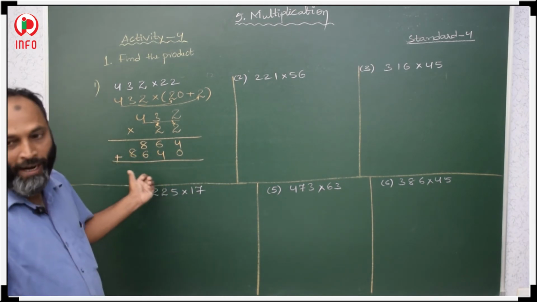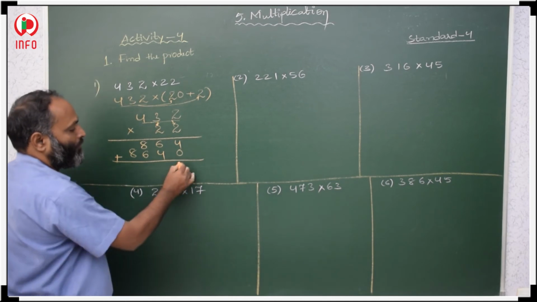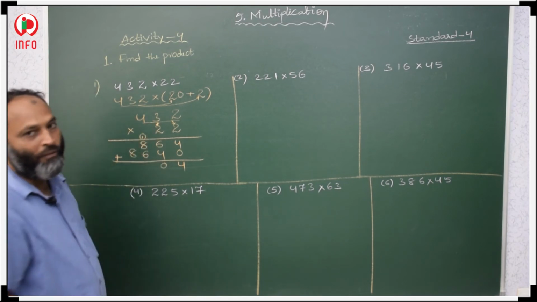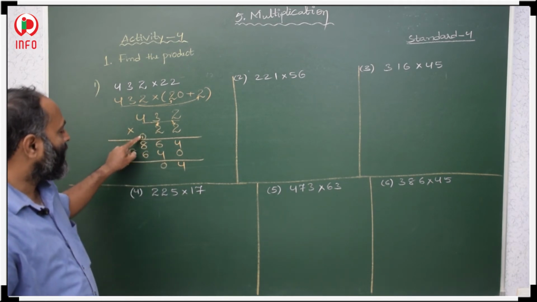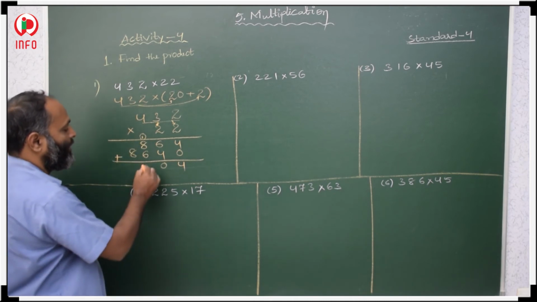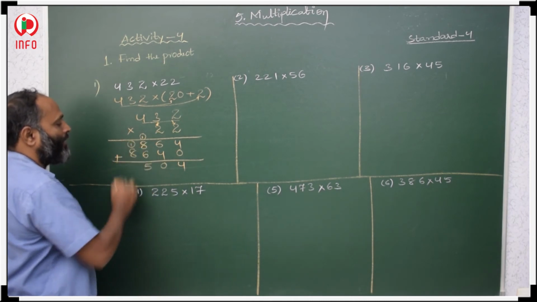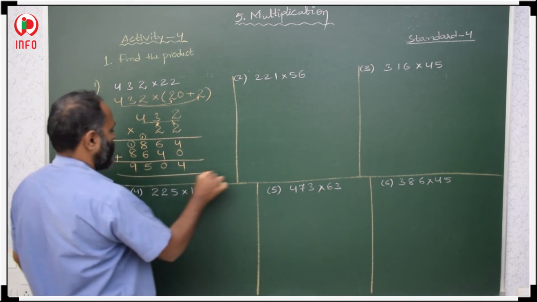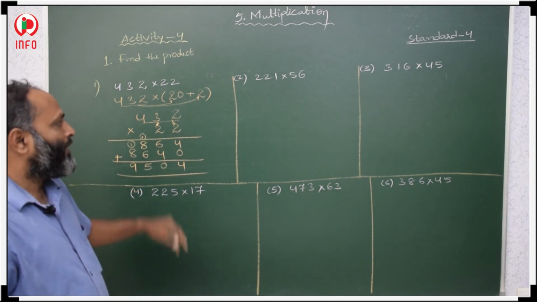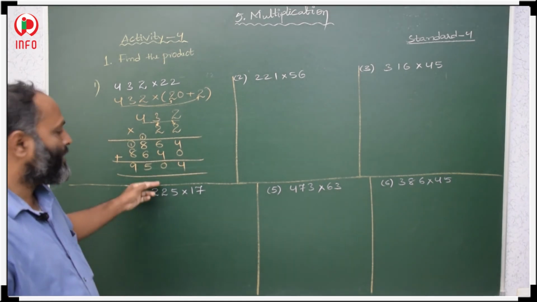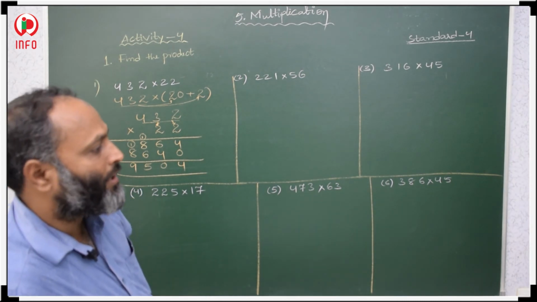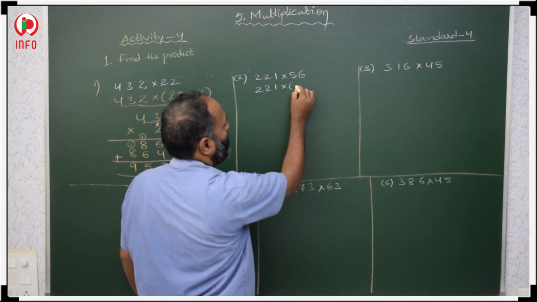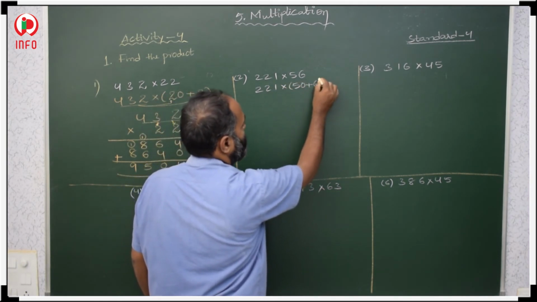Now you add all these. 4 plus 0, 4. 6 plus 4, 10. 0 in the tens place and 1 in the hundreds place. 8 plus 1, 9. 9 plus 6, 15, 5 in the tens place, 1 in the hundreds place. 9,504. This is our product. Now here 221 multiplied with 56 means 50 plus 6.